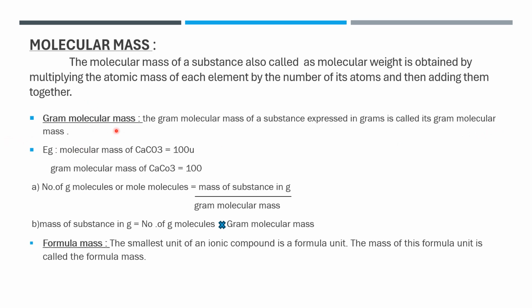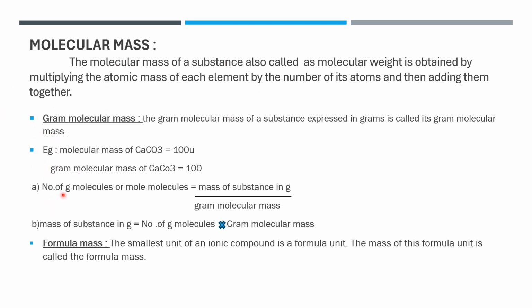Okay, which is expressed in a gram, then it is called a gram molecular mass. Molecular mass, for example, the molecular mass of calcium carbonate is 100 U. U is nothing but unified mass. Then the gram molecular mass of calcium carbonate is 100. So this is the example for the gram molecular mass and the molecular mass.